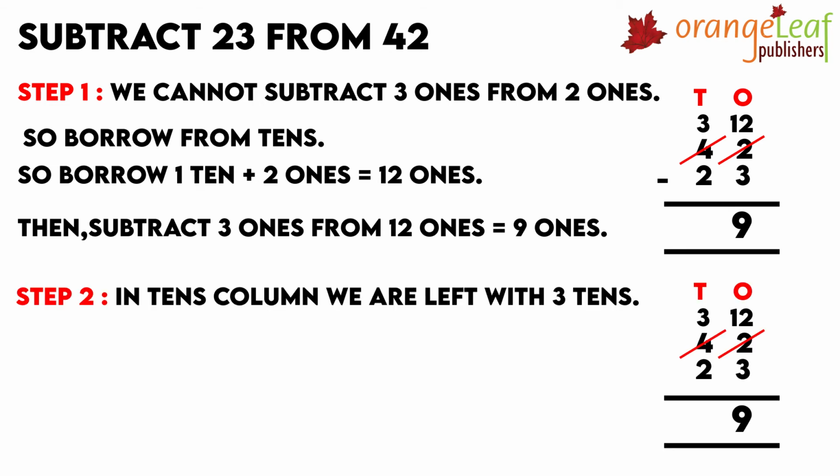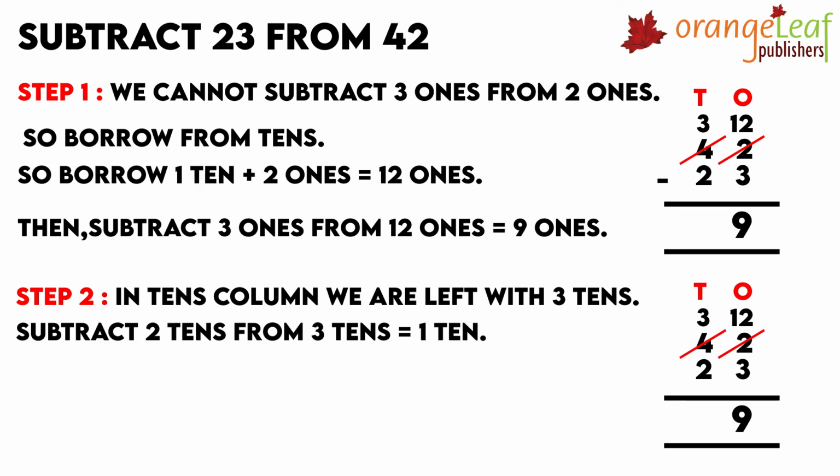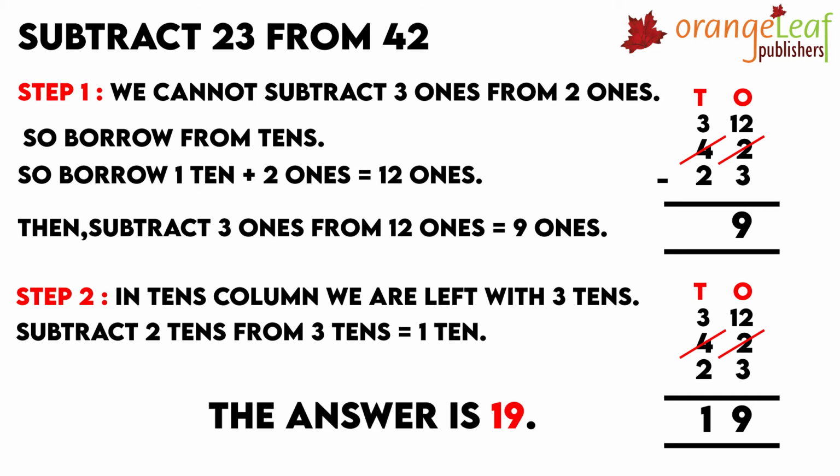Step 2. In the tens column, we are left with 3 tens. Subtract 2 tens from 3 tens and we are left with 1 ten. And the answer which we get is equal to 19.